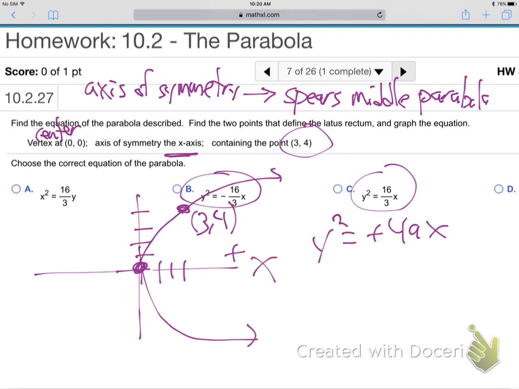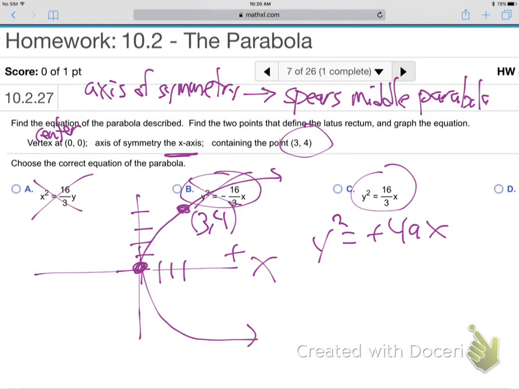Oh, wait, it can't be B. That's negative. So it's not B. It's not A. I guess it's got to be C because D, if you look back at the thing, I think D has got some other reason it's clearly wrong. So the answer must be C. It's the only one with y squared with a positive x. So it's got to be C. So the equation is C.